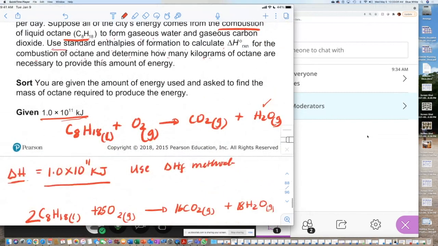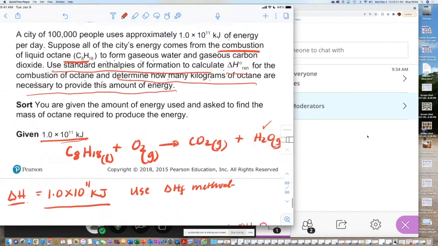So we're told, use standard enthalpy of formation to calculate the ΔH of the reaction and determine how many kilograms of octane are necessary to provide this amount of energy. Oh, okay. So here's the thing.